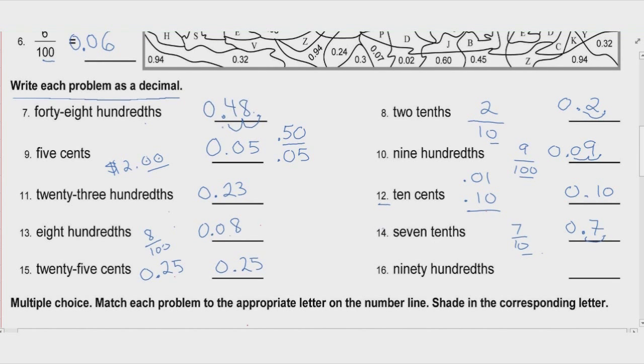Now we have 90 hundredths. 90. We write 90 over 100. That's 90 hundredths. So then we write 90 over here. We have the decimal. Since we have 100, 2 zeros, we move the decimal 2 spaces, 1, 2. So we get 0.90. Those are the answers from 7 through 16. Check your answers, make sure they're correct.